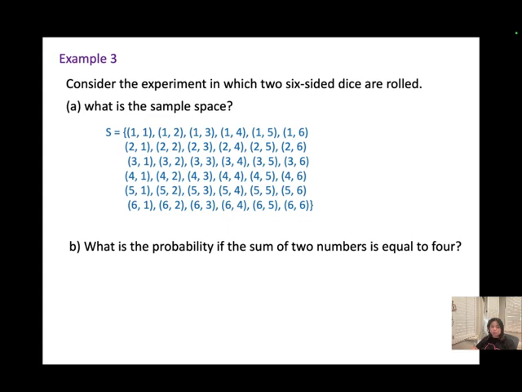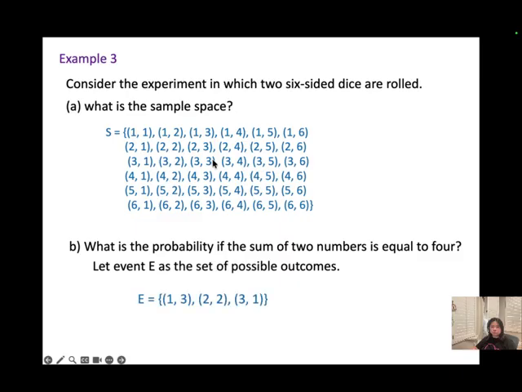After you write out the sample space, you're going to find the probability. What is the probability if the sum of two numbers equals 4? Okay, look at it. Sum of the two numbers equal to 4. It can be 3 plus 1, 2 plus 2, or 1 plus 3. Okay, so this is going to be my event E here. And the probability of getting two numbers equal to 4 will be 3 over 36, which is going to be 1/12.